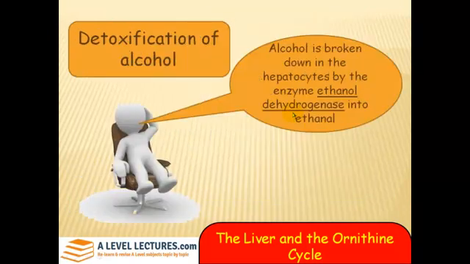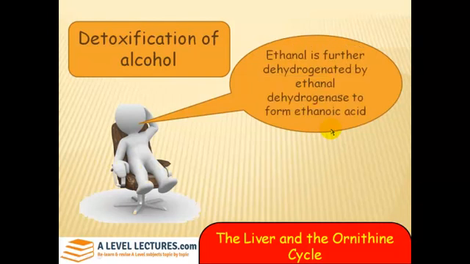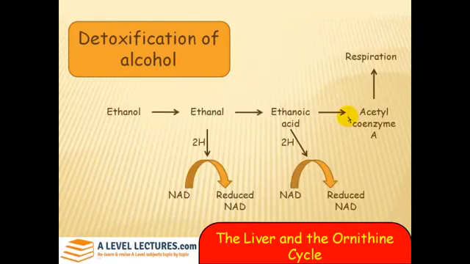Let's think now about a very important thing, detoxification of alcohol. Now, alcohol is broken down in the hepatocytes by the enzyme ethanol dehydrogenase into ethanal. Okay, moving to ethanal. Now this is further broken down, or further dehydrogenated, by ethanal dehydrogenase to form ethanoic acid. Okay, let's look at the equation for this.